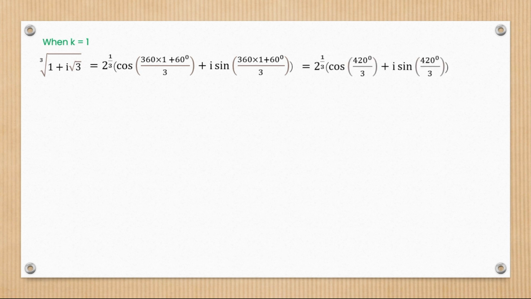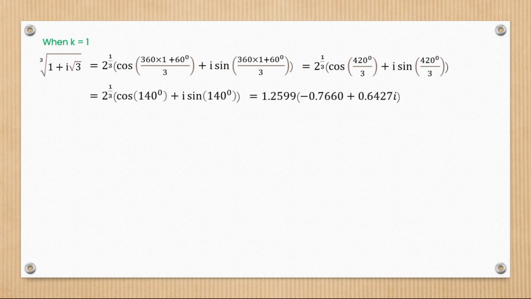So let's look at the second value. Now remember, a cube root has 3 different answers, and that's what we're going to find. So now substituting in k being 1, we end up with that. We'll have 420 divided by 3 on both sides, and 420 divided by 3 is 140. Of course 2 to the power 1 over 3 is 1.2599. But cos of 140 is negative, so we have negative 0.7660, and sine of 140 is positive, which is 0.6427.